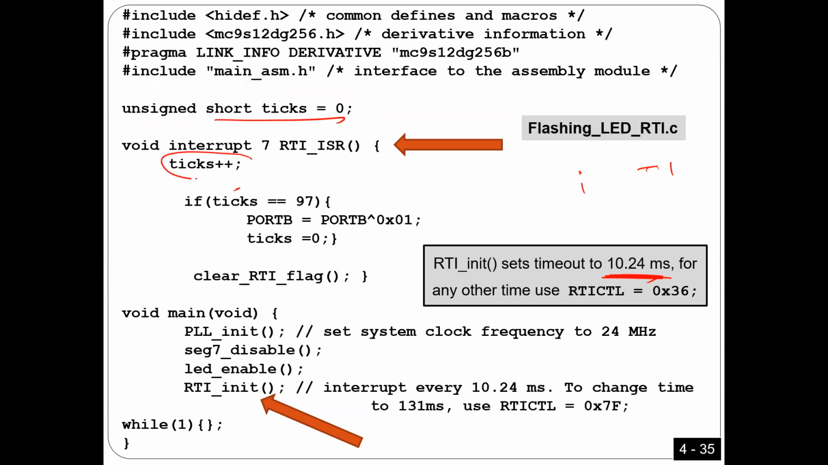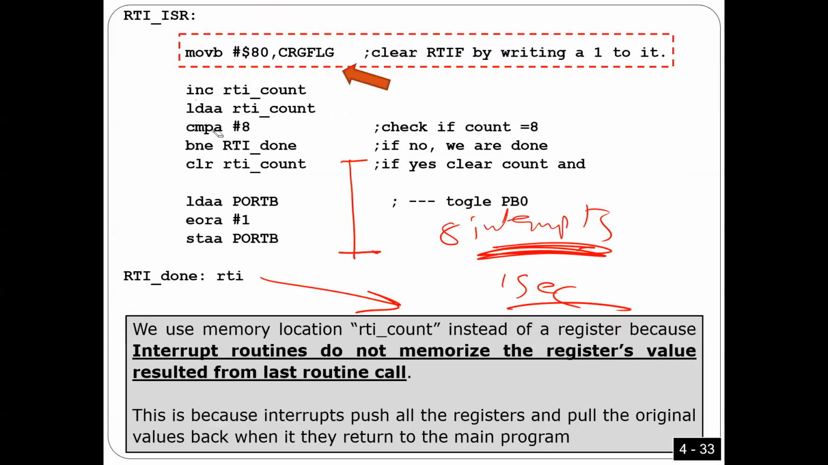Every interrupt, I'm going to increment this one, and then I'm going to check: are you 97? No, just leave. 97? No. Every 97, I'm going to flip the LED, and then I'm going to clear it to count for another 97. That's exactly the same thing I did here. Here I have to count for ITI every 8 interrupts.